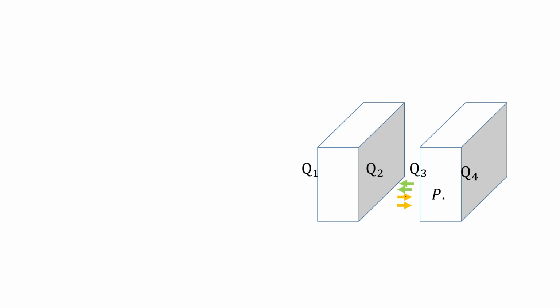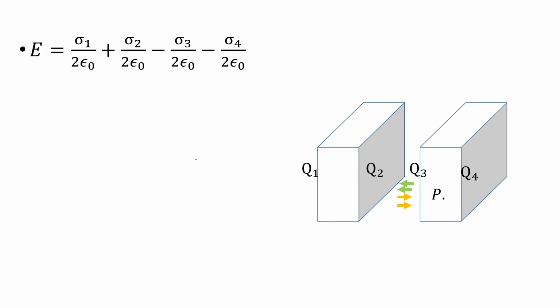So when we write the net electric field between these two plates, we obtain E equals sigma 1 by 2 epsilon naught, because each plate is behaving like a sheet. So for first it is sigma 1 by 2 epsilon naught, for second it is sigma 2 by 2 epsilon naught, for third it is in negative x direction, so minus sigma 3 by 2 epsilon naught, and for fourth again in negative x direction, so minus sigma 4 by 2 epsilon naught.